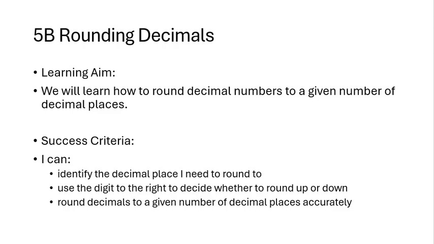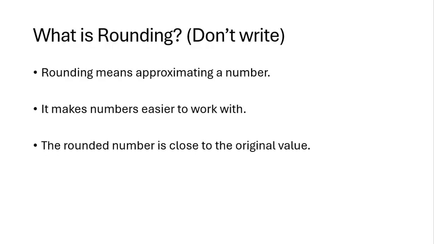Alright, so the learning aim is we're going to learn how to round them to a given number of decimal places. Hopefully by the end of this video, you can identify the decimal place you need to round to, use the digit to the right to decide whether to round up or down, and then just round them accurately. So first of all, what's rounding? Rounding just means approximating a number.